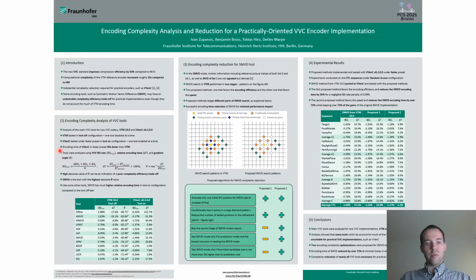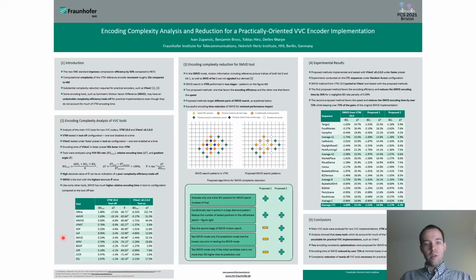The tools in this paper were analyzed via combined YUV bit rate, relative encoding time, and gradient angle theta. The results are shown in this table. We can see from the table that there are some tools which do not account for much of encoding time in VTM reference software, but account for a significant amount of encoding time in the VVenc optimized encoder. Such tools may not have a desirable trade-off between the encoding complexity and encoding efficiency for practical applications.